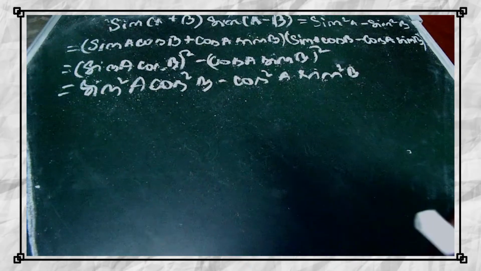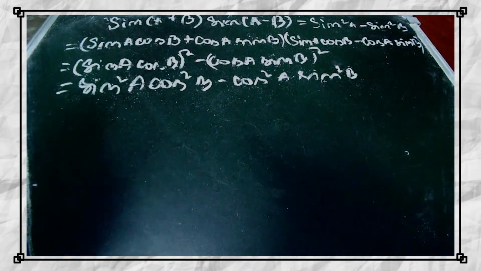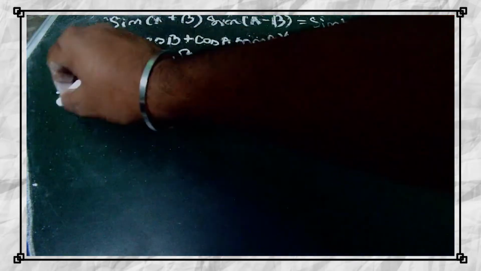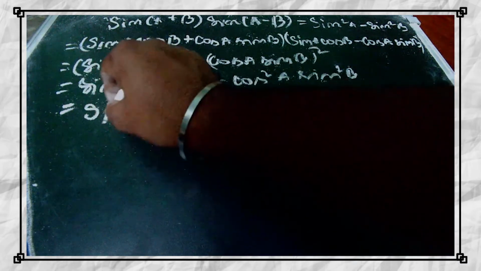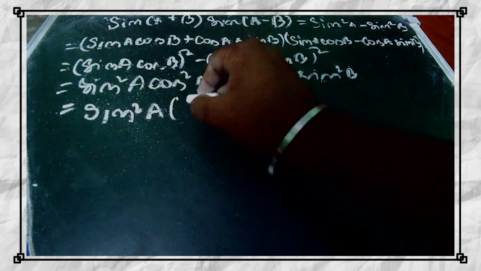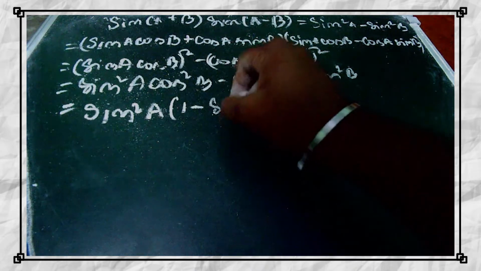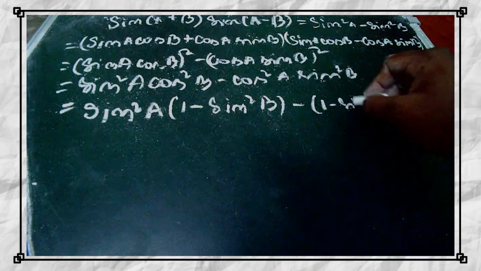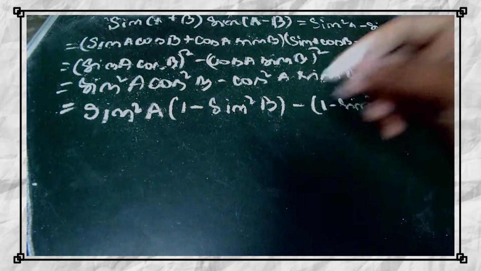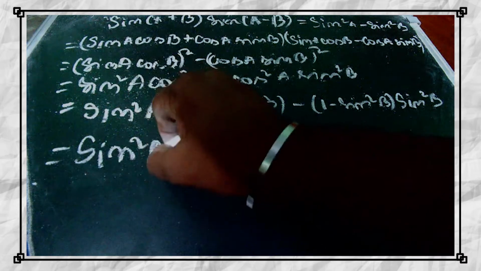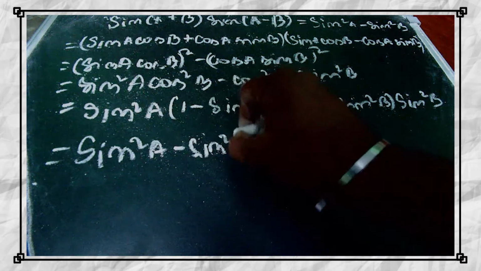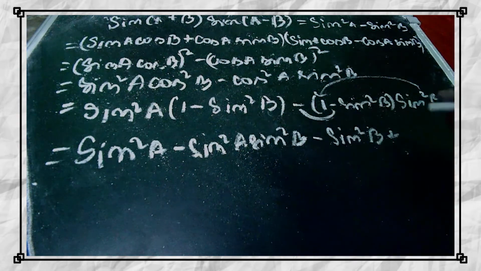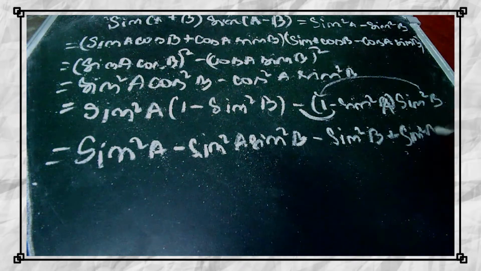So what we will do is simply convert cos square A and cos square B in terms of sine square A and sine square B respectively. So sine square A into cos square B, we can write cos square B as 1 minus sine square B. Next, minus cos square A, we can write 1 minus sine square A, and we have sine square B, so we get sine square A minus sine square A into sine square B minus sine square B plus, minus minus plus, so we get sine square A into sine square B.